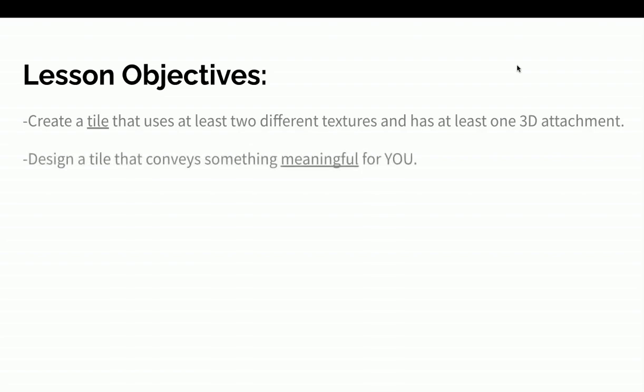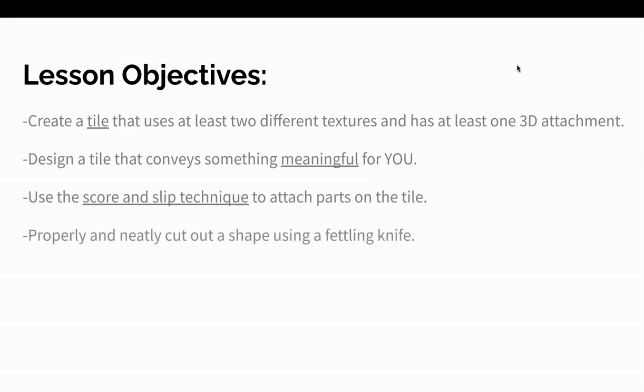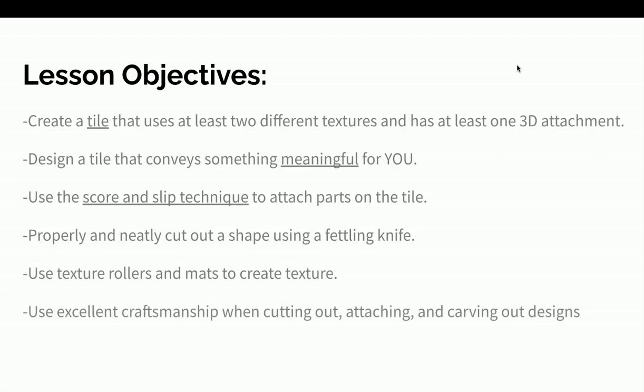We're going to design a tile that conveys something meaningful for you. So make this actually meaningful. You're going to use the score and slip technique to attach parts of the clay onto the tile. We're properly and neatly cutting out a shape using a fettling knife. You might be using texture rollers and mats to create texture. We're using excellent craftsmanship when cutting out, attaching, and carving out designs.